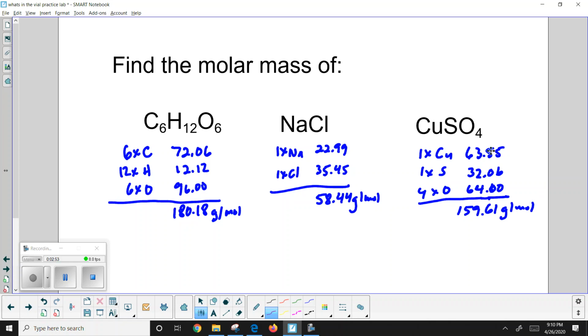All I did here, let's look at the copper sulfate for a moment, is you look at the number of each atom that's present in the compound. So we got 1 copper, 1 sulfur, 4 oxygens, and then from that you determine the overall mass from the atomic mass, but you convert it into grams per mole. So 1 mole of copper sulfate has a mass of 159.61 grams.